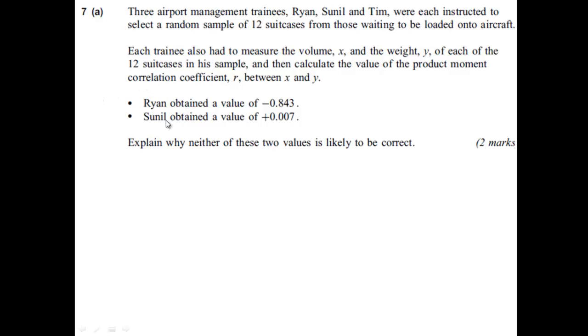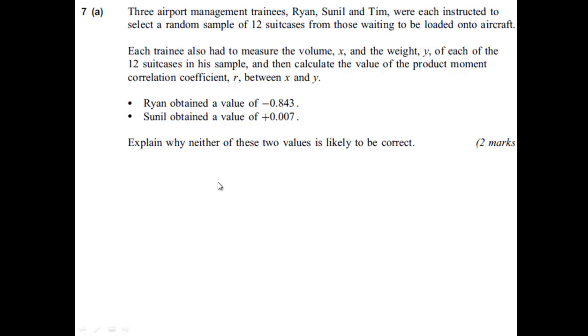These are the results. Ryan obtained a product moment correlation coefficient, an R value of minus 0.843, and Sunil obtained a value of plus 0.007. We're being asked to explain why neither of these two values are likely to be correct. So all this question is doing really is testing your understanding of the product moment correlation coefficient.